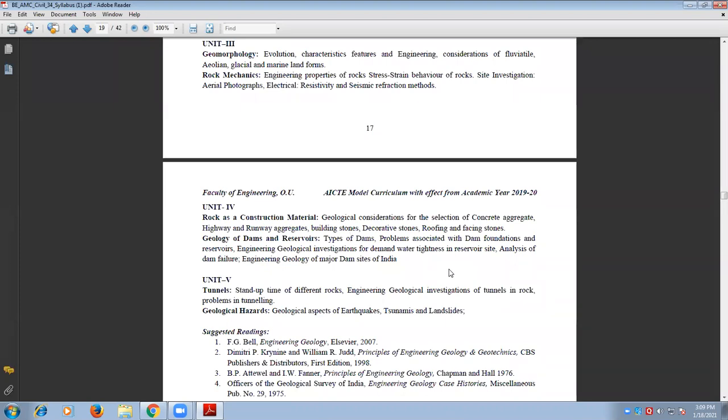Now let us look at the general classification of the decorative stones. We would be discussing both the decorative stone and the building stone together. These stones are broadly classified into three groups: namely igneous rocks, also known as primary rocks, then sedimentary rocks, also known as secondary rocks, and metamorphic rocks, which are also known as deformed rocks.